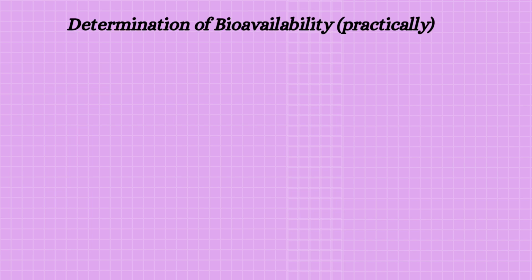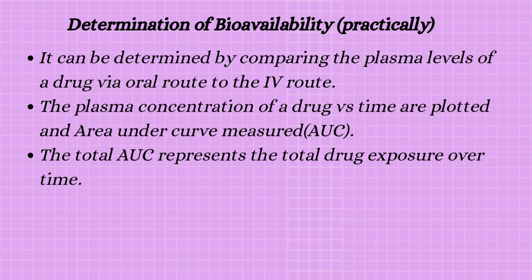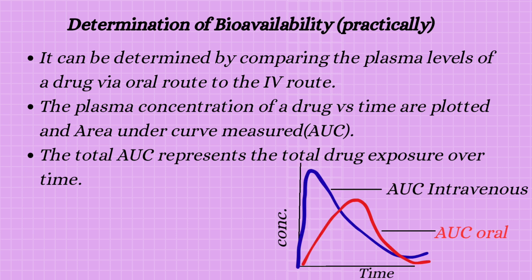Using that formula, it is difficult to calculate bioavailability in practice. So practically, it can be determined by comparing the plasma levels of a drug via oral route to the IV route. The plasma concentration of a drug versus time is plotted and the area under the curve, AUC, is measured. The total AUC represents the total drug exposure over time.